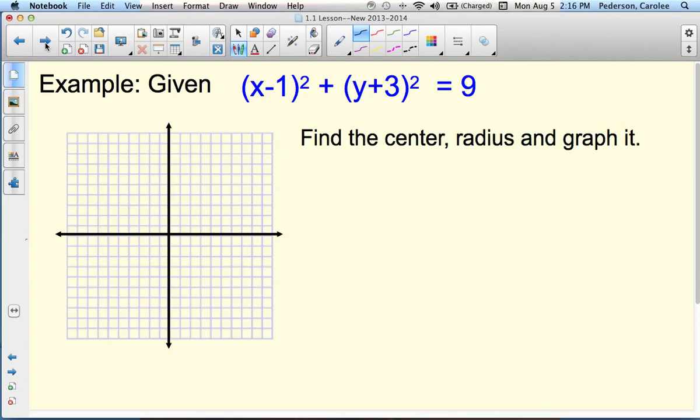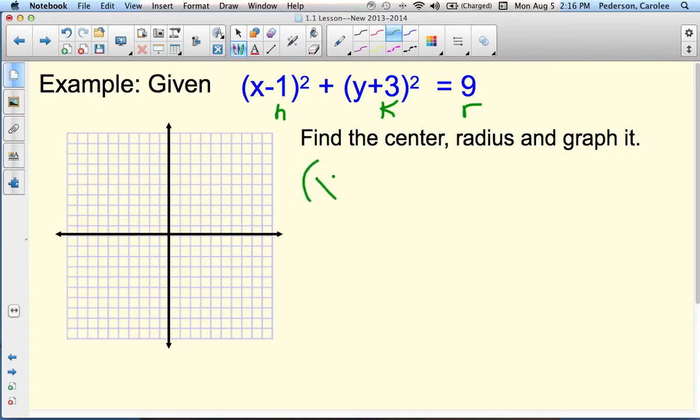Here is the opposite, where we give you an equation in standard form. We want you to find the center, the radius, and then graph it. So we have x minus 1 all squared plus y plus 3 all squared equals 9. This is going to be my h, that is going to be my k, and this piece is going to be my r. Be very careful.